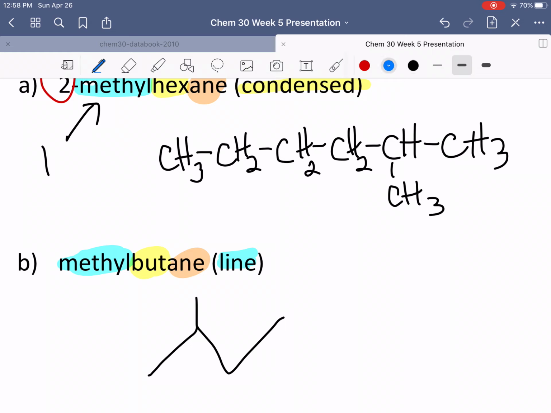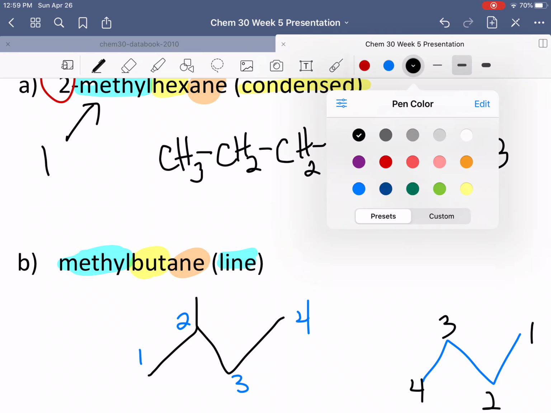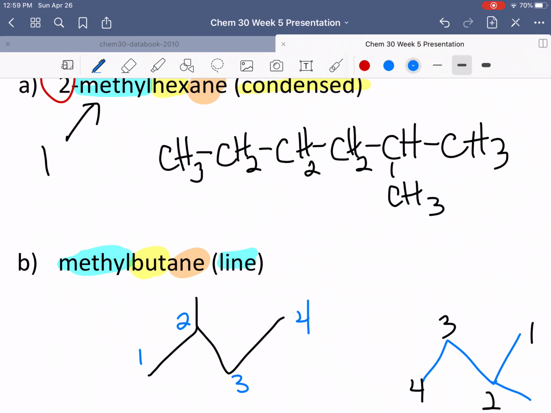Keep that in your mind. These can be numbered different ways. 1, 2, 3, 4. Or I could number going the opposite way, like this, and number it 1, 2, 3, 4, and then put my methyl group off of this one. Carbon 2 no matter what. All right, guys, hopefully that feels okay.